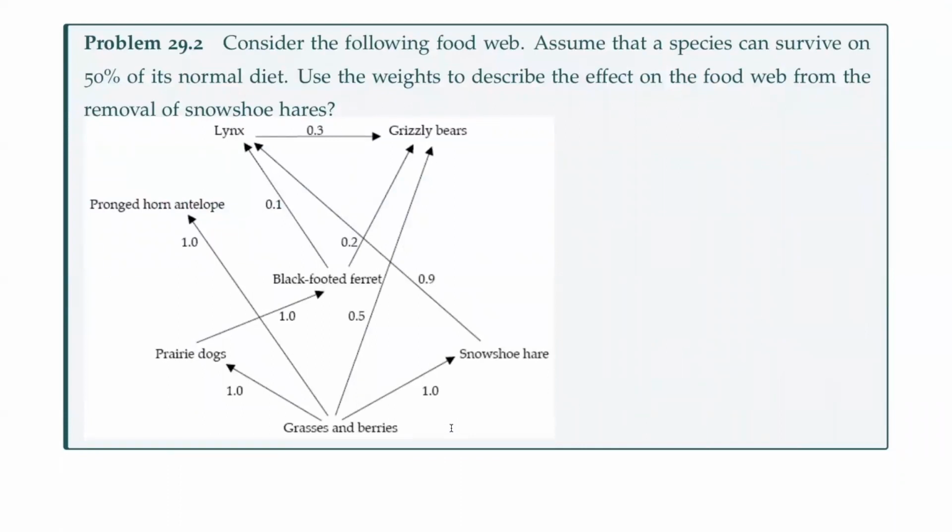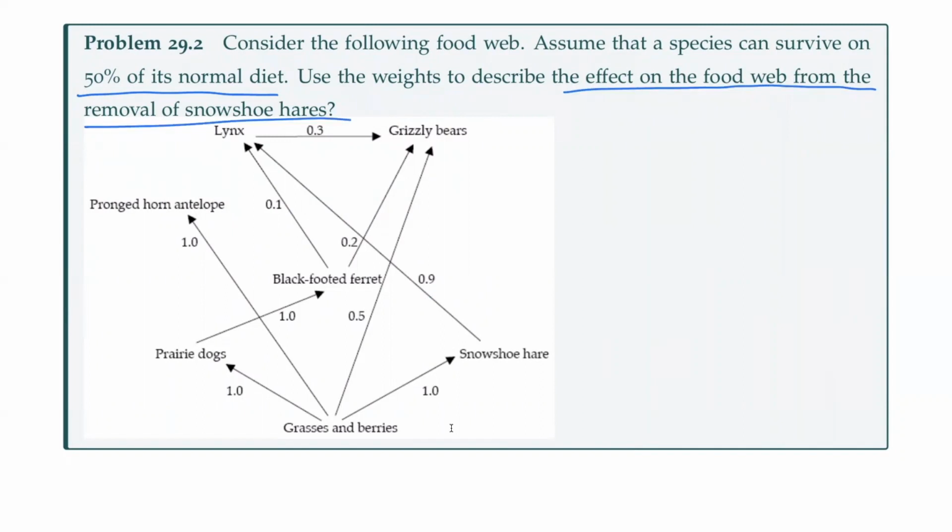Okay, for this problem, we want to consider a food web, and we're going to assume that species can survive on 50% of their normal diet. So this is a weighted food web because we have these weights here. For example, 100% of the diet for prairie dogs is grasses and berries, but for lynx, 10% is going to be black-footed ferret, and 90% is going to be snowshoe hare. So what we're going to ask here is describe the effect on the food web from the removal of snowshoe hares. And we're going to stick to things that we know will definitely happen.